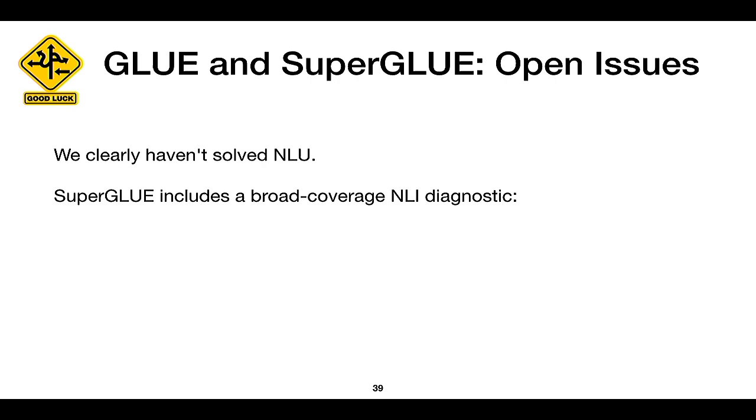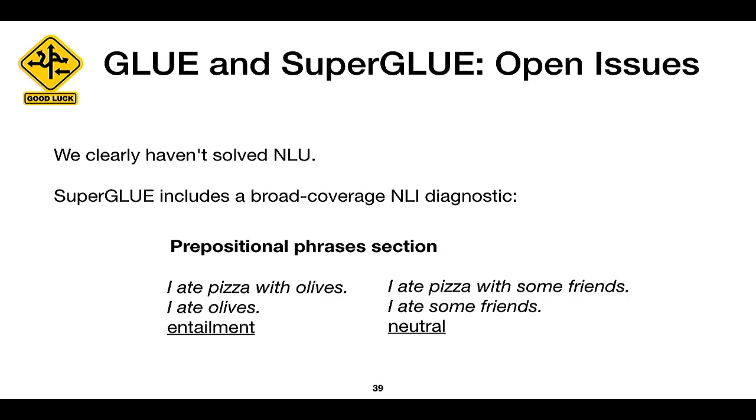So where does this leave us? We're more or less at human performance on both of these benchmarks. We clearly haven't solved language understanding. To give one of many different kinds of evidence for this claim, we included another diagnostic task attached to SuperGLUE that has relatively straightforward examples, nothing really tricky, but just trying to isolate a bunch of different kinds of reasoning or phenomena that might come up in text understanding.